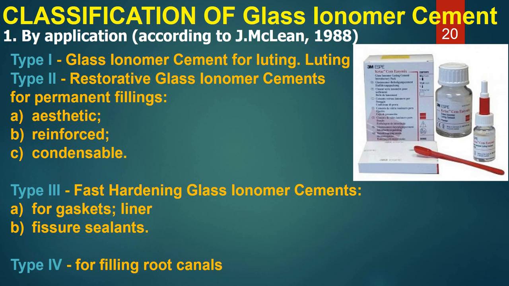Type 3: fast hardening glass ionomer cements. It's used for gasket, liner, and fissure sealants. Type 4: for filling root canals.